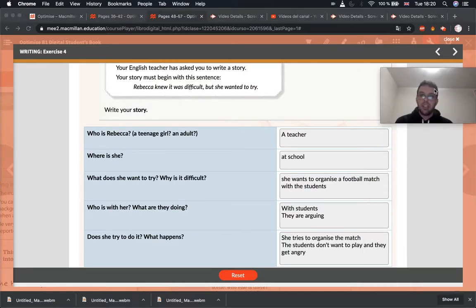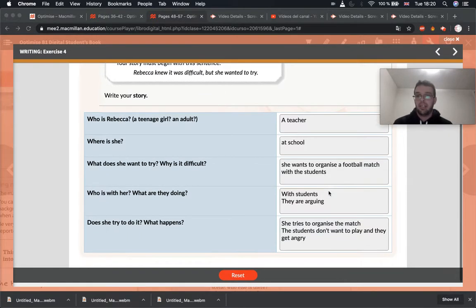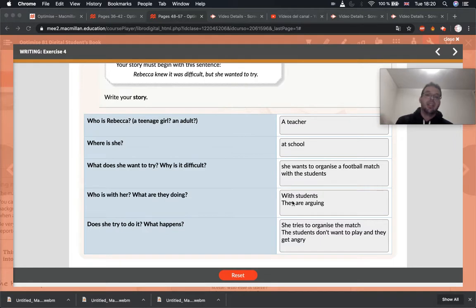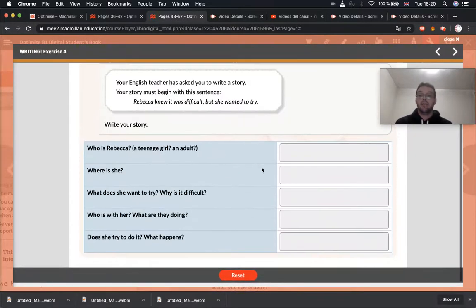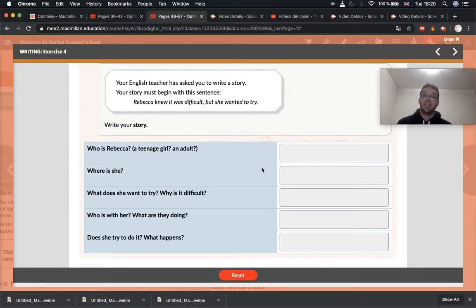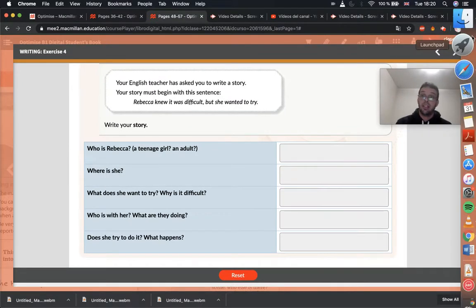Okay, so you can use this plan, and it can give you an outline for your story. I've just done examples from the top of my head, but I want you to use your examples. Who is Rebecca? In my story, Rebecca's a teacher. She's at school, and she wants to organize a football match with the students. She's there with the students. They're all arguing. She tries to organize the match, but in the end, the students don't want to play and they get angry. It's not a very happy ending, but it's just an example. So you do the same thing, but use your own ideas. You can start to get the base of a story.